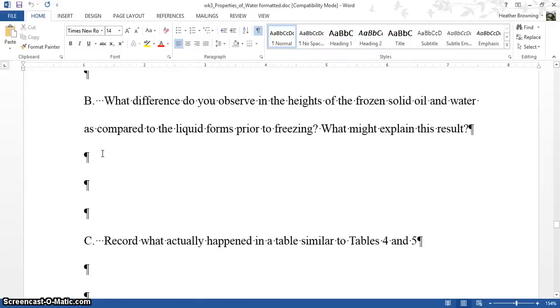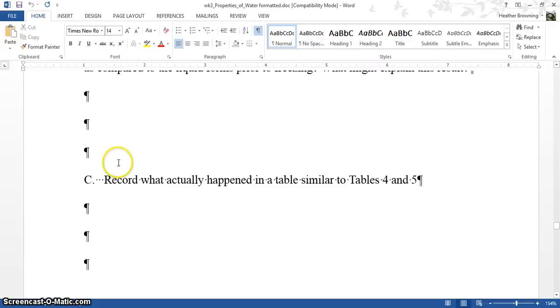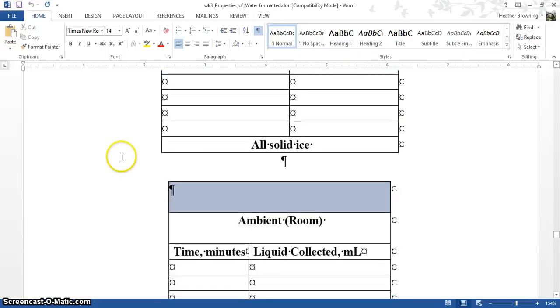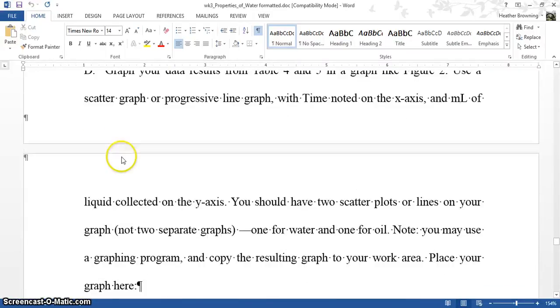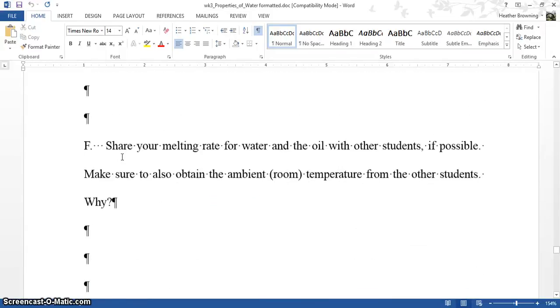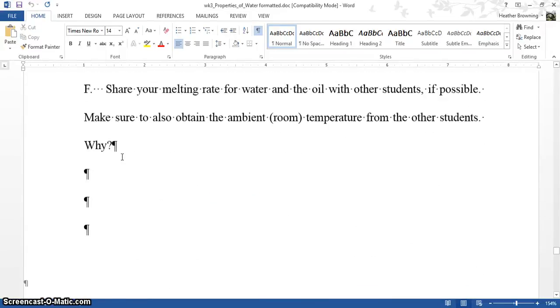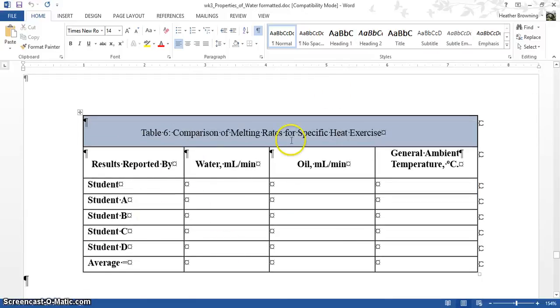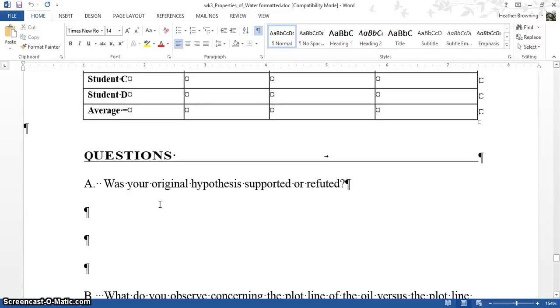Specific heat capacity. So state your hypothesis. What's the difference in the heights? Record what happened. Look at the beautiful thing. Graph the sucker. Calculate your rate. This is where, again, you're sharing it with the other students, right? So you can fill in this one. And it says to post all that up there.